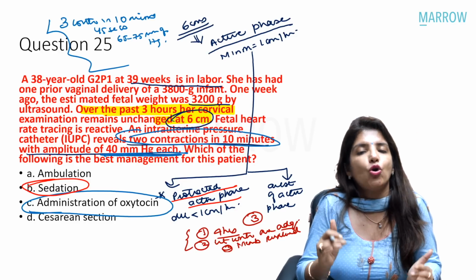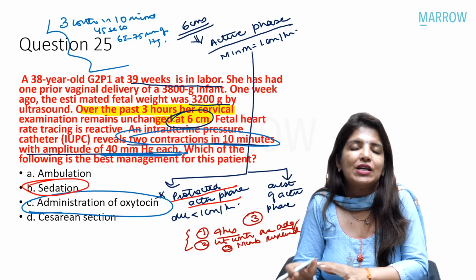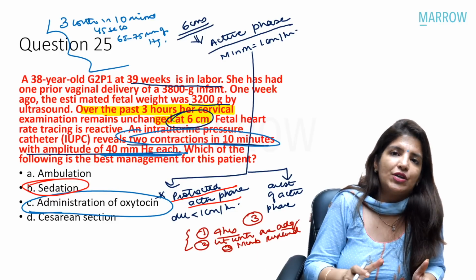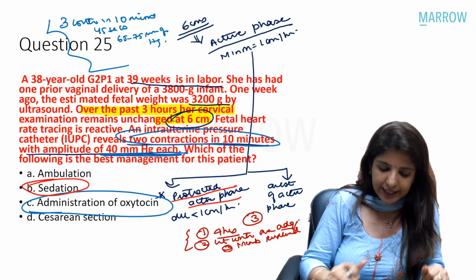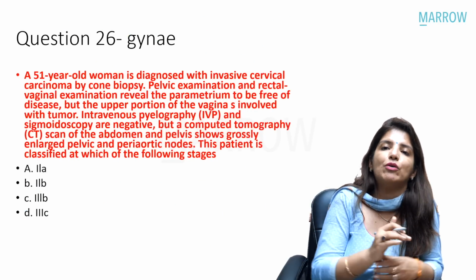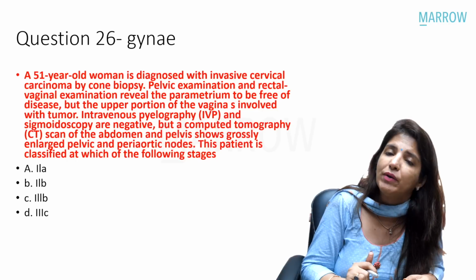What is the management of arrest of active phase? The management of arrest of active phase is cesarean section. Clear? Okay, now we are going to talk about some important questions in gynae.